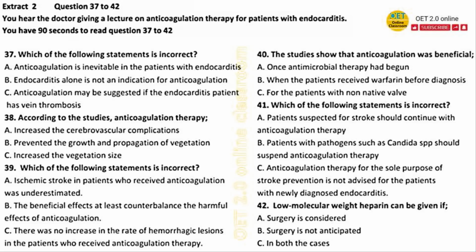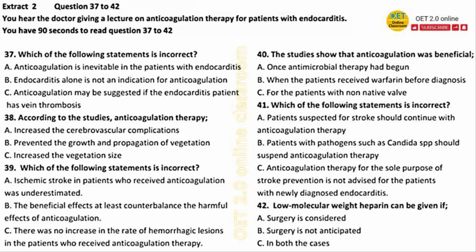Earlier studies have suggested a significant risk of cerebral hemorrhage with anticoagulation in patients with native valve endocarditis. Consequently, some experts have expressed skepticism about these findings. Moreover, this skepticism arises from the studies that showed a lower incidence of cerebrovascular complications and smaller vegetation size in patients with prosthetic valve endocarditis, in which most of the patients received anticoagulation therapy.